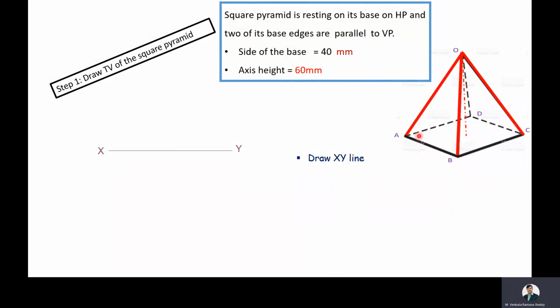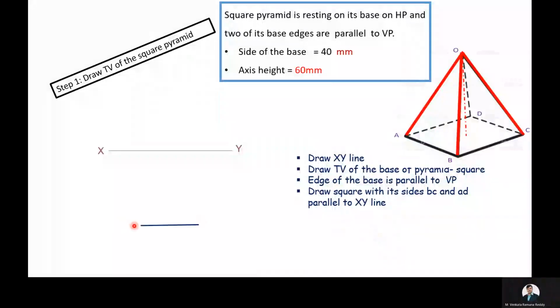After that, draw top view of the base of a square pyramid, that is square, with two of its base sides, say BC as well as AD, parallel to the XY line. This is BC. Then complete the construction of square. Here the base side length of the square pyramid is 40 mm. Here the length of the BC side is 40 mm. Then complete the construction of the square in top view. Then name the corners of the square, say A, B, C, D.